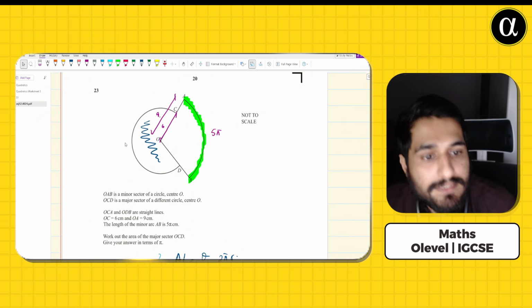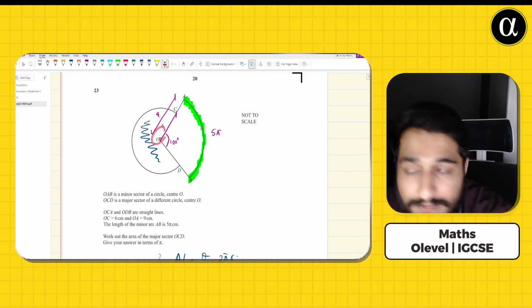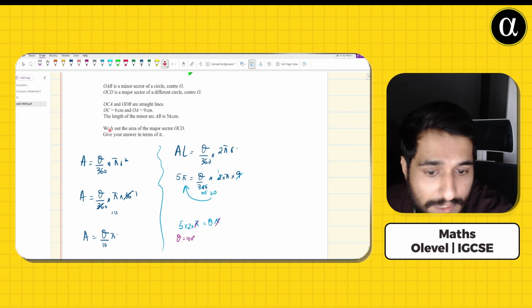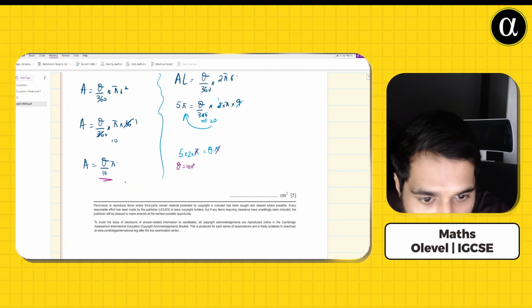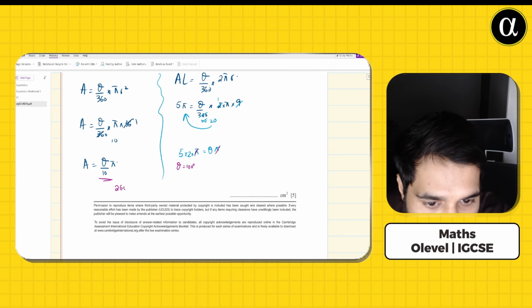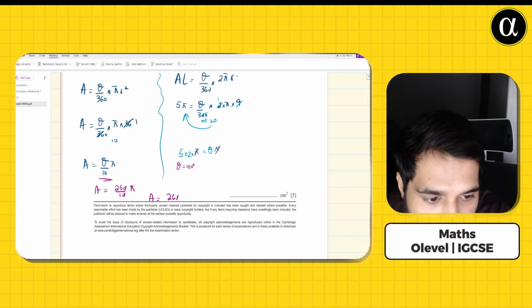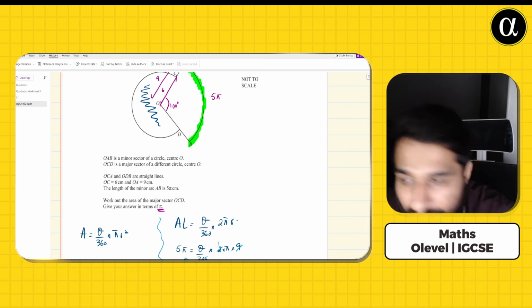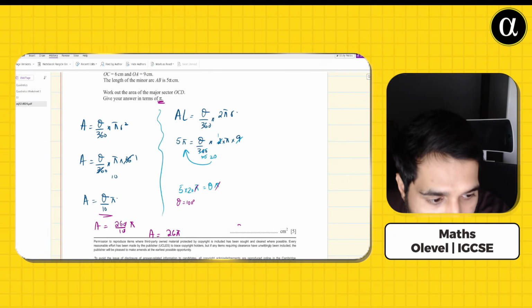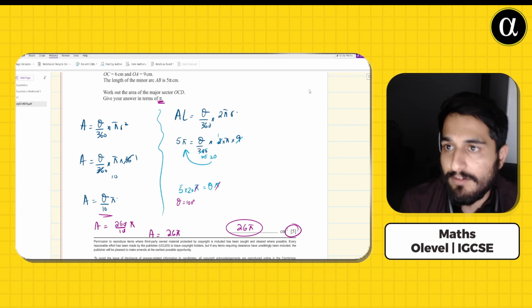Now keep in mind, if this theta is 100 degrees, what is going to be the angle for this case? That is going to be 360 minus 100, which will give us 260 degrees, and that is what we're going to plug in over here. So over here, it's going to be 260 over 10 times pi, and this can be cancelled, and the area is supposed to be 26 pi, and we're supposed to answer in terms of pi, as you can see. So we will write the answer as 26 pi, and I think these were the easiest 5 marks that you can score.